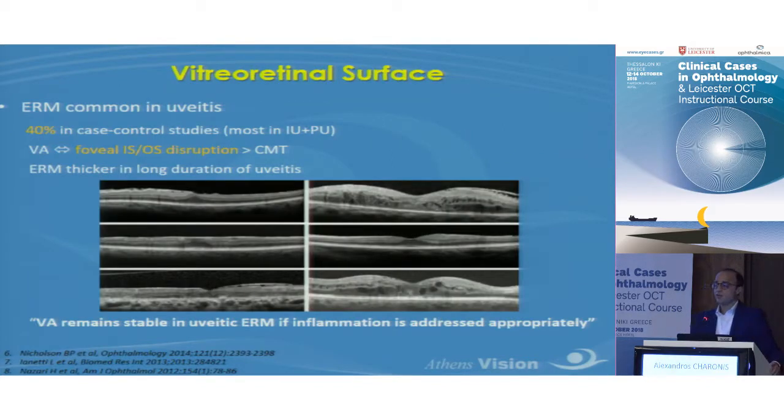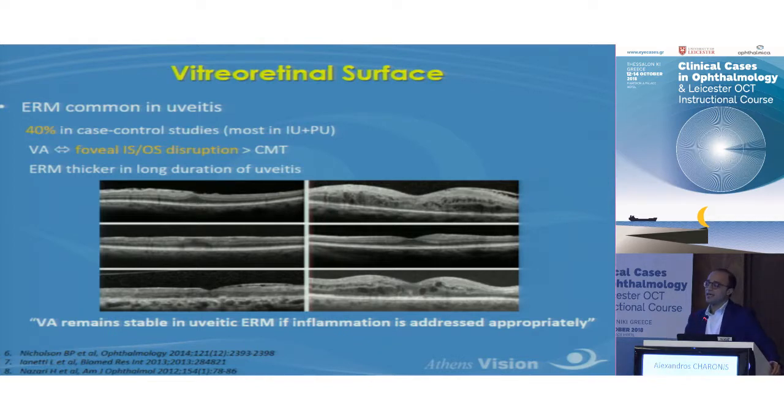So what about the vitreoretinal interface? We just heard an excellent talk about epiretinal membranes. Well, you all know that epiretinal membrane is very common in uveitis. 40% of patients in many case-control studies do have epiretinal membranes, mostly intermediate uveitis and posterior uveitis. Now, in terms of vision, there was a lot of studies trying to find prognostic factors. Well, it seems that the most important factor is the integrity of the outer layers, what we call the ellipsoid zone at this point. It's more important than the actual central macular thickness.